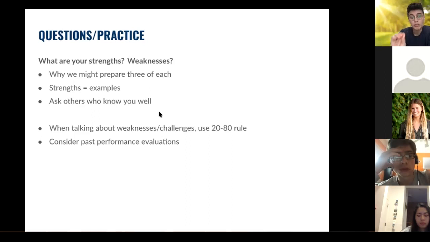Now with weaknesses, we really want to keep in mind what they're asking. When an employer asks you, what are your weaknesses? The point is to assess whether or not you can actually self-reflect on where you need to grow and then go out and actually work on that area of growth. So to answer this question, you want to focus on what we call the 20-80 rule. 20% of your answer should be how that thing is a weakness, and then 80% of your answer should be what you've done to improve upon it.